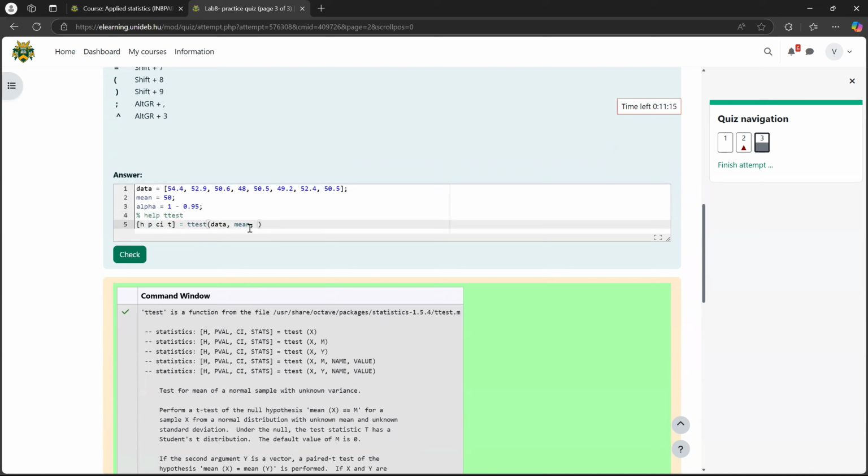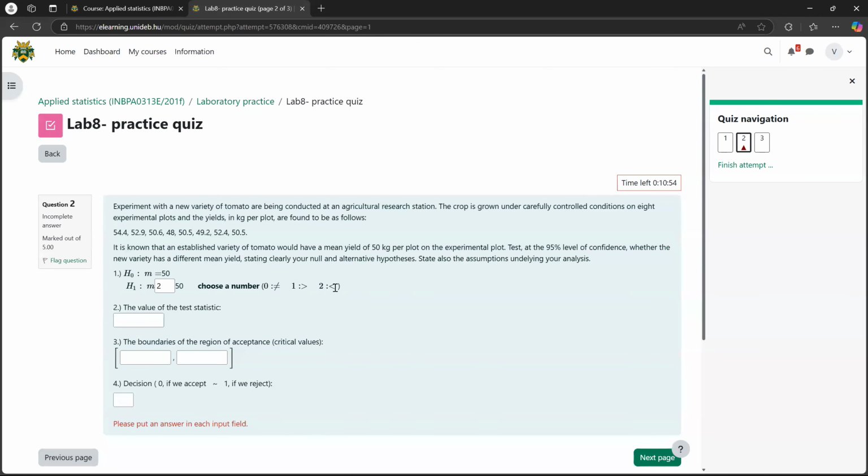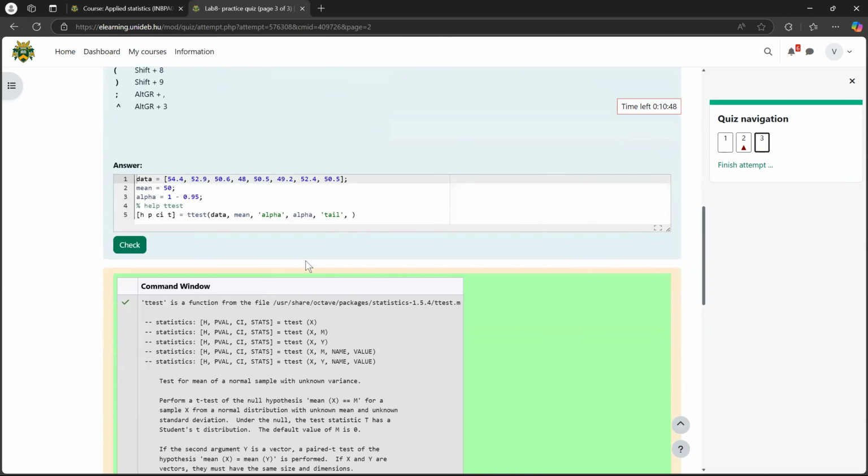And to uncomment, I press control slash again. Okay, so it takes data, mean, and then name value. So alpha, and pass in the alpha parameter. Tail. Now this is interesting. We chose less than 50, which means left tail. So instead of putting both, I put left.